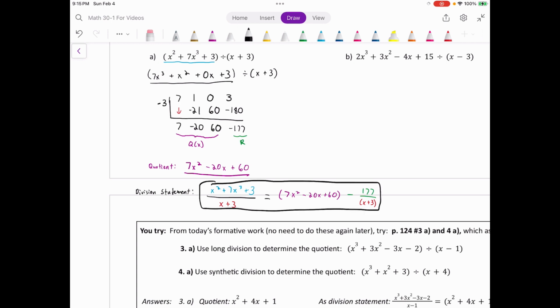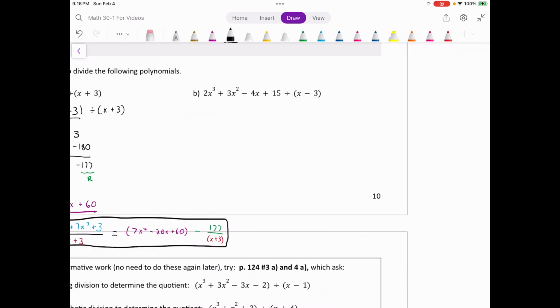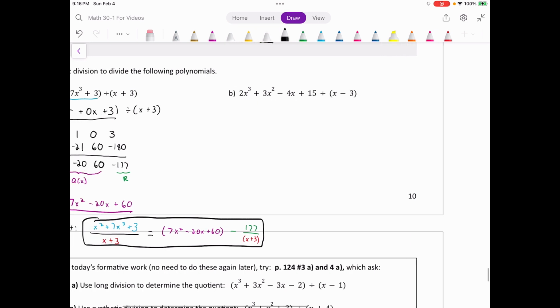Okay, if we wanted to check our work, which I think in the filled in notes I did do, in the interest of time here, I might not quite do it. But if you multiply this by x plus 3, what should you get? You should get x squared plus 7x cubed plus 3. And you will, right? I can confirm I did it in the filled in notes. You can go check those filled in notes and see where I did it. Okay, if I multiply this by x plus 3 and this by x plus 3, I end up with the original dividend.